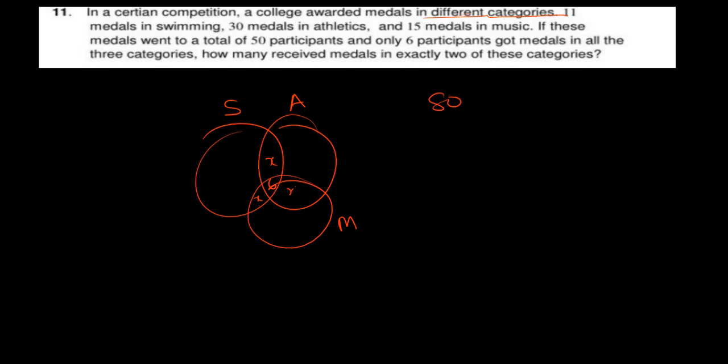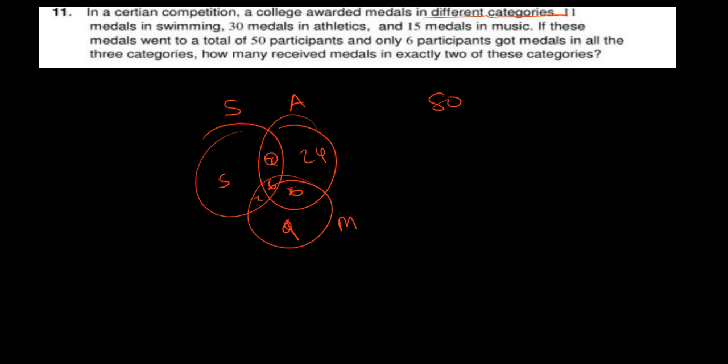There's nothing. So 11 medals in swimming, so what I'll do, I'll just put 11 minus 6, that would be 5 there. Then 30 medals in athletics, so 30 minus 6 would be 24. Then 15 medals in music, that would be now 9, because it will add up to 15 like that. If these medals went to a total of 50 participants and only 6 participated in all, how many received the medal in exactly 2 of these? So we're supposed to find answers from here.